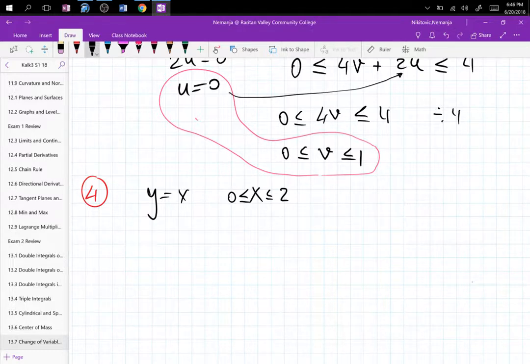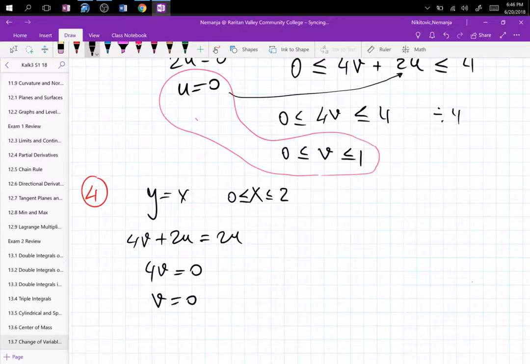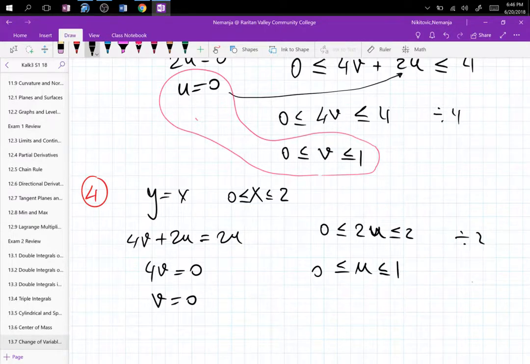So we have y. To transform, that's going to be 4v plus 2u equals x, which is 2u. So we have that 4v is equal to 0, v equals 0. To transform the other one, 0 less than 2u less or equal than 2. Divide everywhere by 2, and we get 0 less or equal than u less or equal than 1. And this is the final shape.